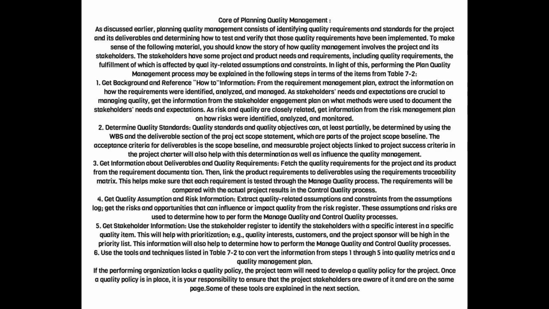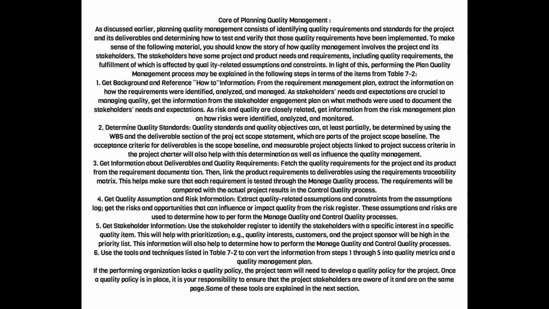1. Get background and reference how-to information from the requirements management plan: extract the information on how the requirements were identified, analyzed, and managed. As stakeholders' needs and expectations are crucial to managing quality, get the information from the stakeholder engagement plan on what methods were used to document the stakeholders' needs and expectations. As risk and quality are closely related, get information from the risk management plan on how risks were identified, analyzed, and monitored.